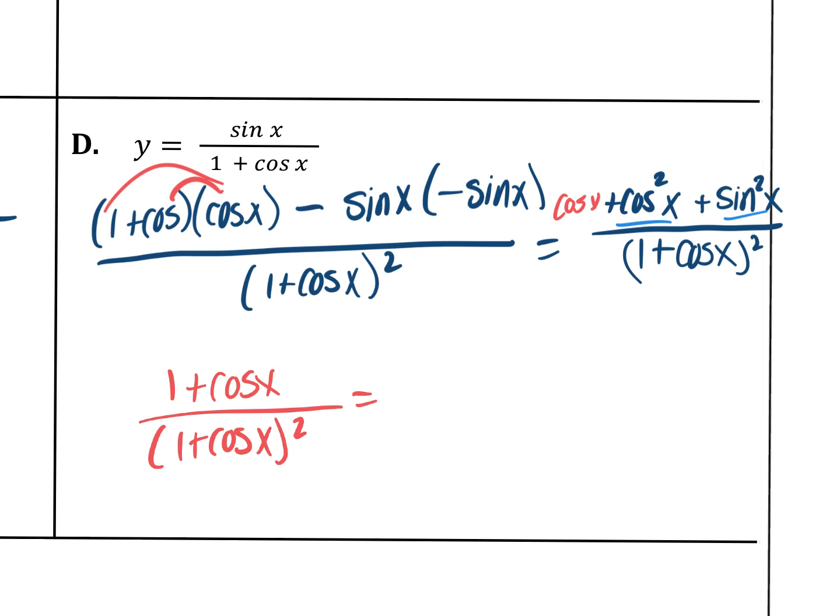Right. So then we can cancel that with one of these. So you just get 1 over 1 plus cosine x. Because I said that cosine squared plus sine squared is equal to 1. That's the trig identity.